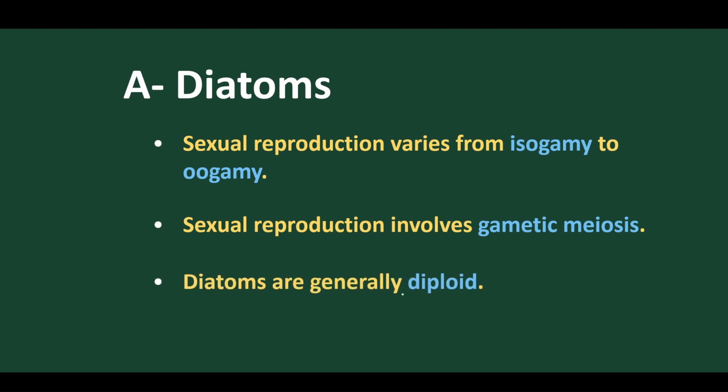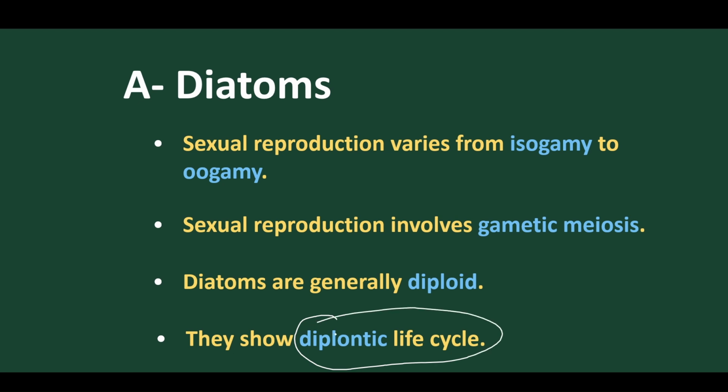Now let's move. Diatoms generally are diploid, and any diploid organism will go for gametic meiosis. As we are animals and diploid, we go for gametic meiosis. But if it is haploid, then they go for zygotic meiosis. So a diploid life cycle is present in diatoms. A diplontic life cycle means most of the life cycle is 2n and a smaller part is n. If the maximum part is haploid, it is called haplontic. But in diatoms it is diploid, so it is called a diplontic life cycle.